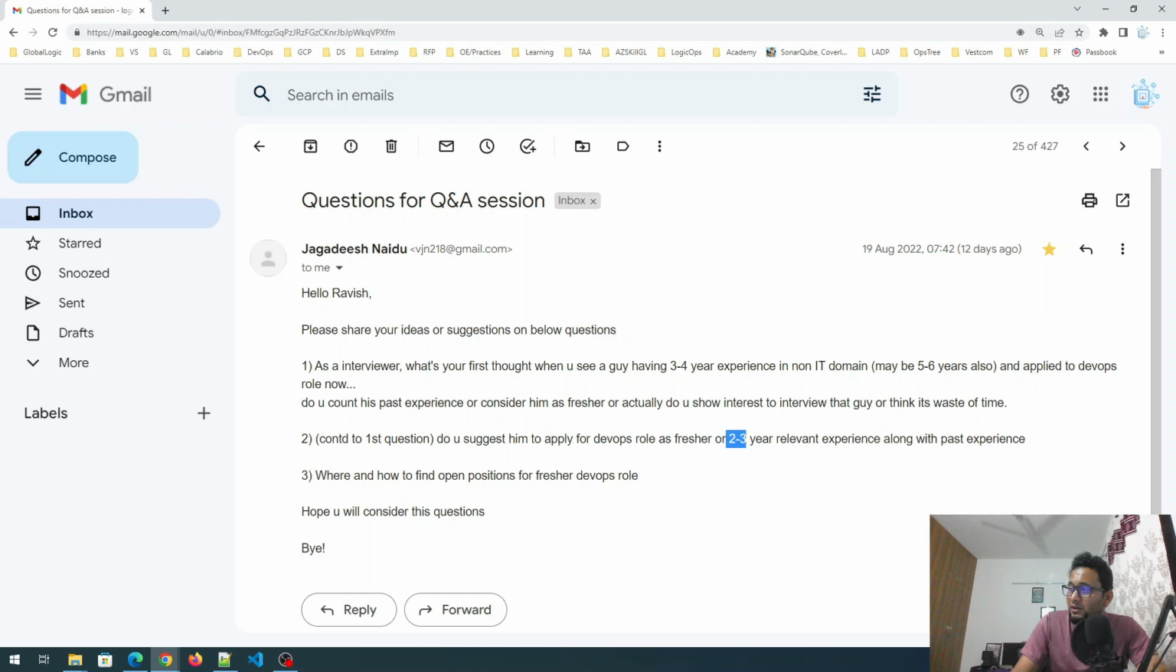2-3 years relevant, again, the same thing. Do your projects, do the work, learn the tools, create your own projects, write some script, write some code, and tell them at the time of interview that I was in some other role, like a dev, tester, business analyst, or anyone non-technical, but I want to switch to DevOps, and this is what I have done. An interview will certainly do.